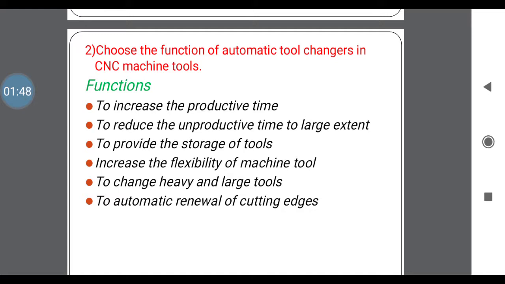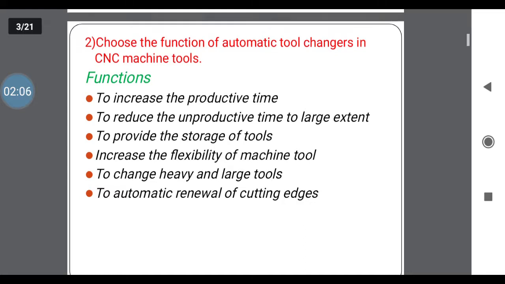Next one, to change heavy and large tools. You can easily change the heavy and large tools. Next one, automatic renewal of the cutting edge. That is one advantage or function of ATC. In CNC machines, this is why we are using an ATC. These are some functions of ATC.